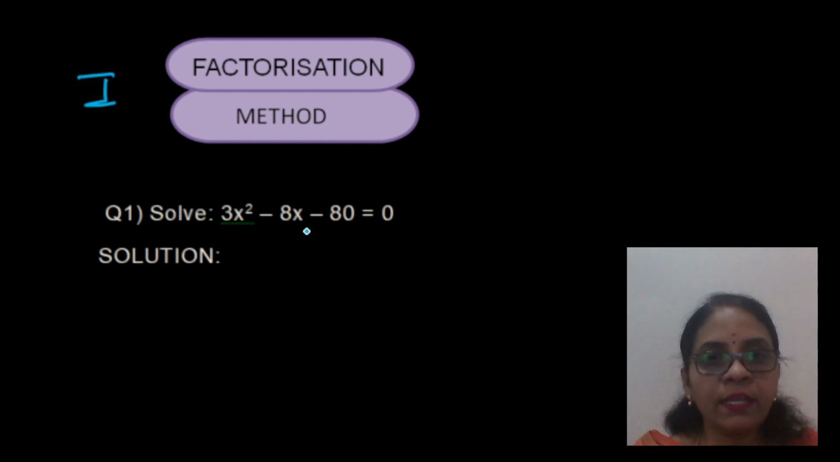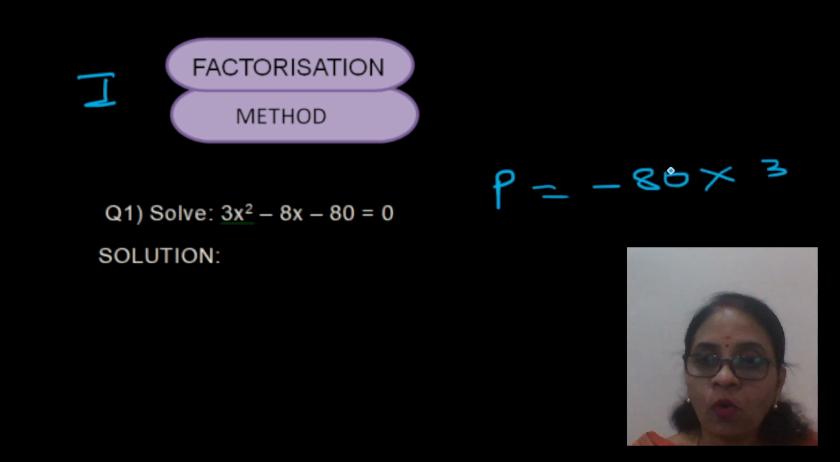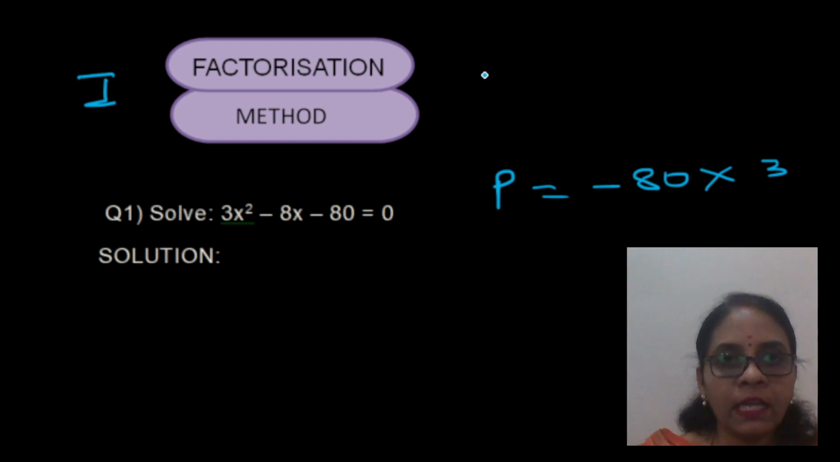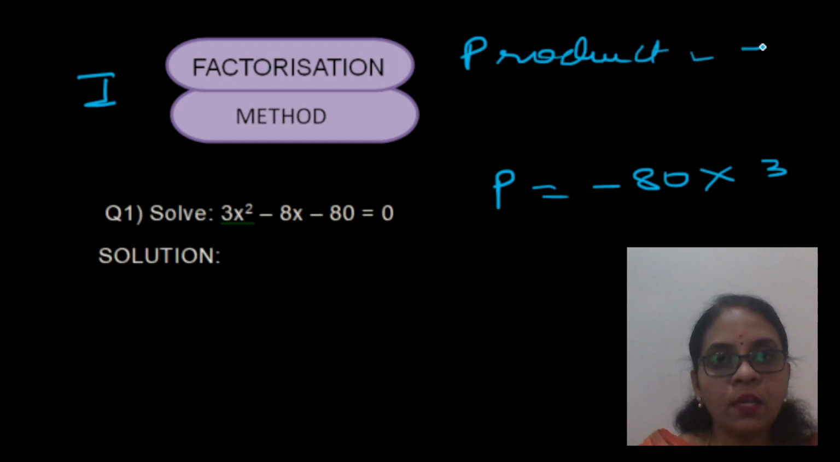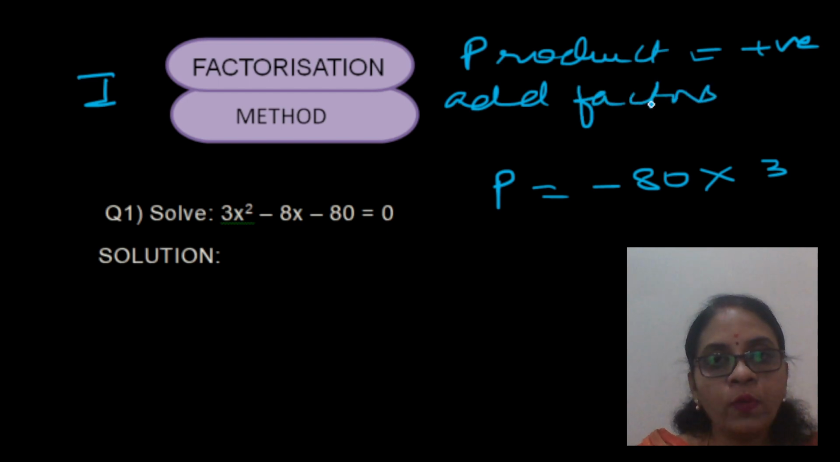Okay. So this question is 3x square minus 8x minus 80. So the product is minus 80 into 3. You all have learned factorization in standard 8. So minus 240. Now what are the factors of 240 whose difference is 10? Why difference is 10? Let me give a quick recap, children. If product is positive, we need to add factors. Okay, we need to add the factors and both the factors will get the sign of the middle term.